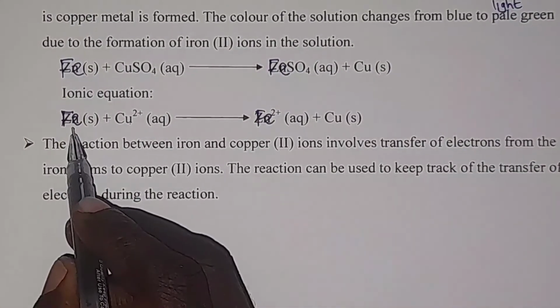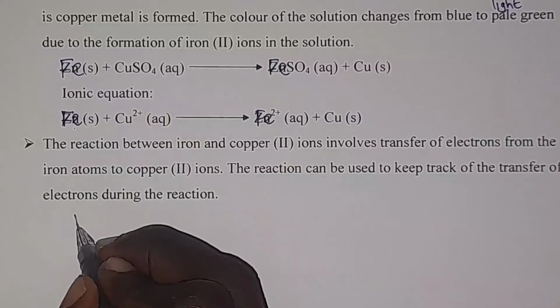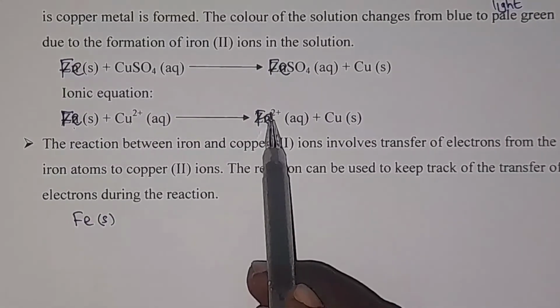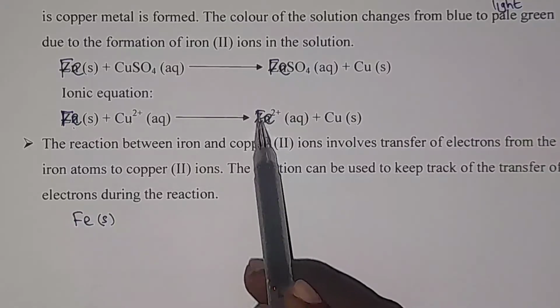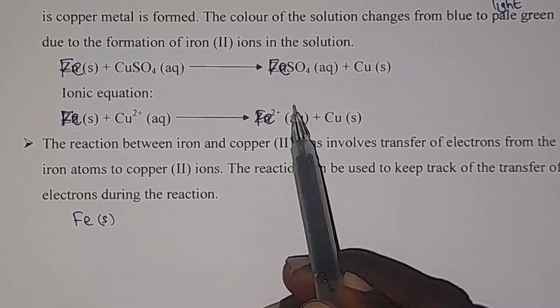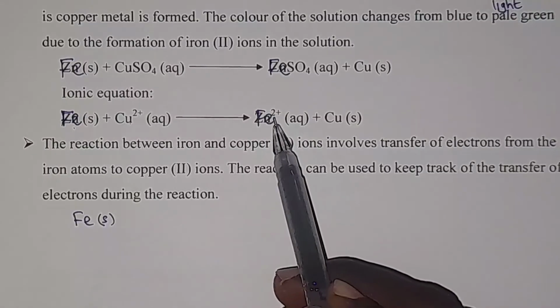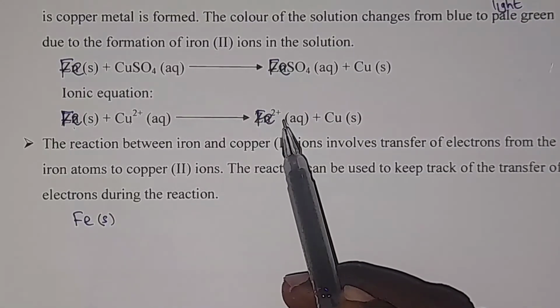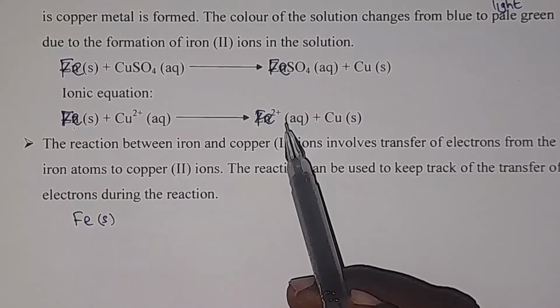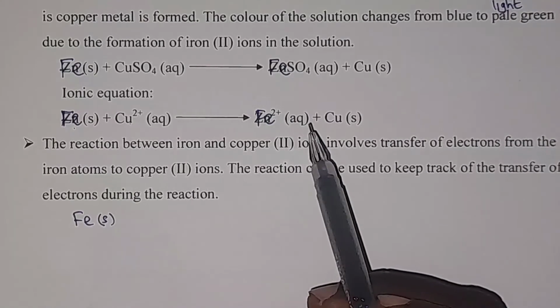So here we are having iron metal. So we are going to write iron, which is solid. So what happened to iron? For iron to become Fe2+ means loss of electrons. When a metal loses electrons, it is given a positive charge, and that is due to the high number of protons compared to the electrons.